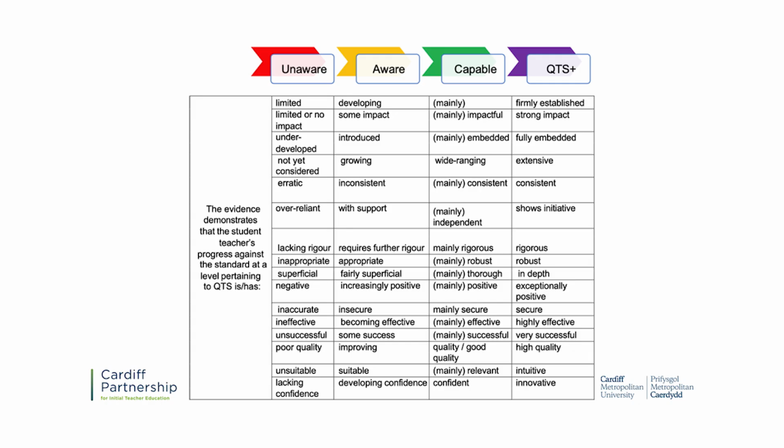As we then move across, I'm not going to dwell too much on capable and QTS+, because most of us are going to be in that unaware-aware column. But you can see words like mainly impactful, mainly independent, mainly secure. So it could be that there are certain aspects of the PSTL that you think, actually, they've really got that. They've really nailed that area. And note the use of the word mainly. It doesn't need to be 100% consistent for capable. And then in that final column there, you've got the descriptors associated with QTS+ that probably we're not going to be looking at all for this progress review.